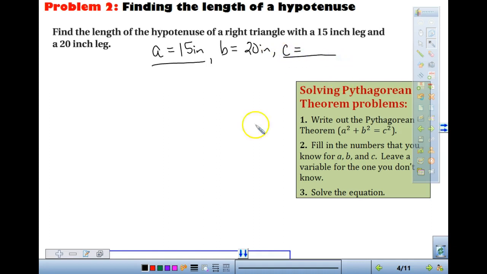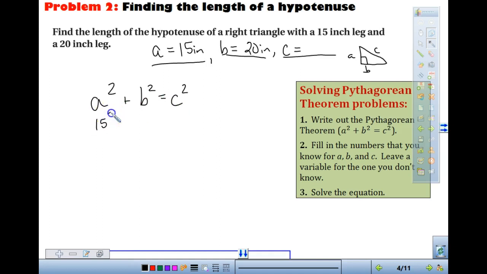Should C be more than 20 or less than 20? When I finish, it should be more, right? And if it helps you to draw your right triangle, draw a right triangle. You don't have to, but keep in mind, C is always the longest side. So this has to be greater than 20. So first thing we're going to write, it's square of leg A, square of A, plus the square of B equals the square of the hypotenuse.